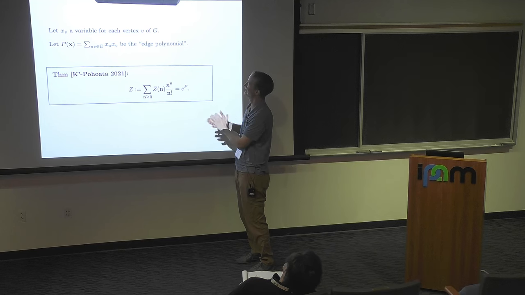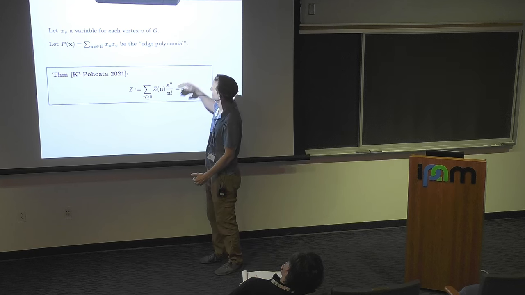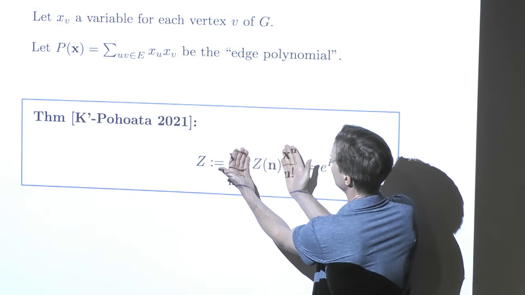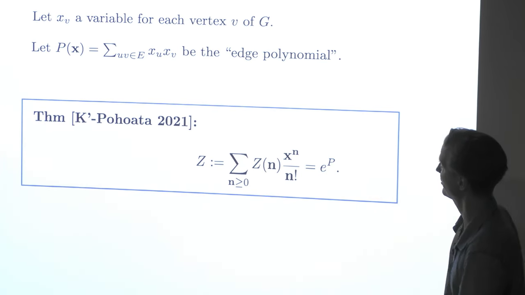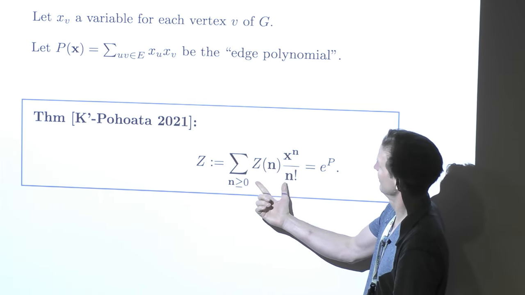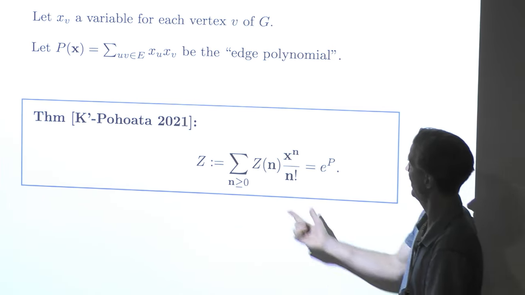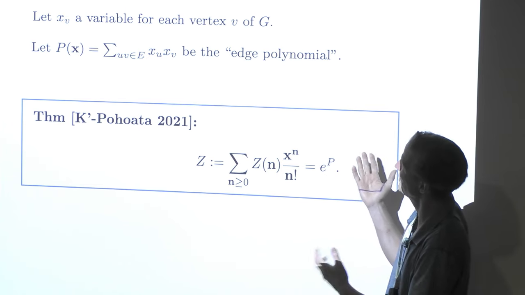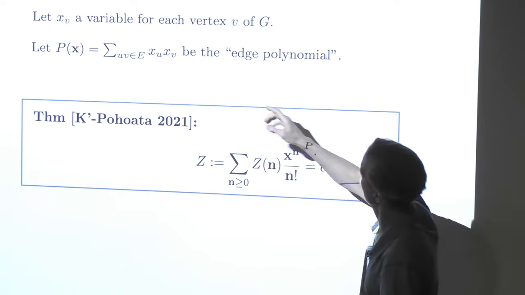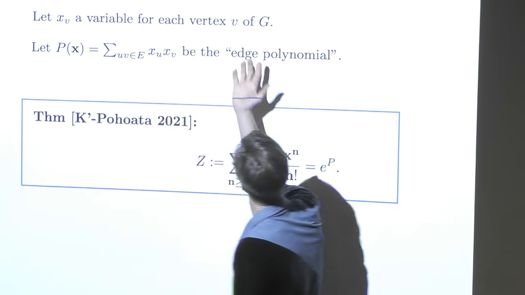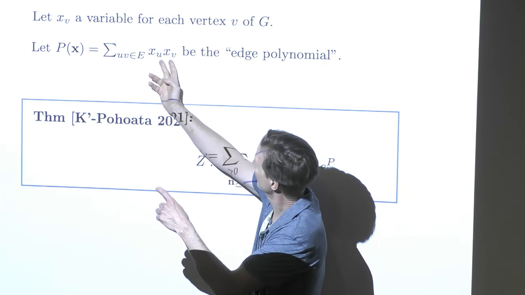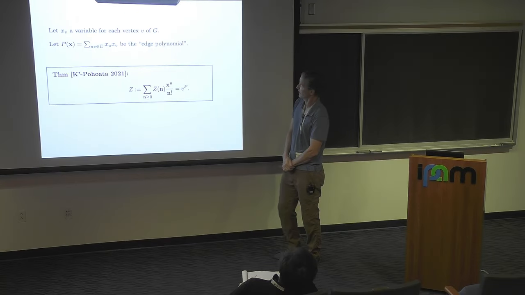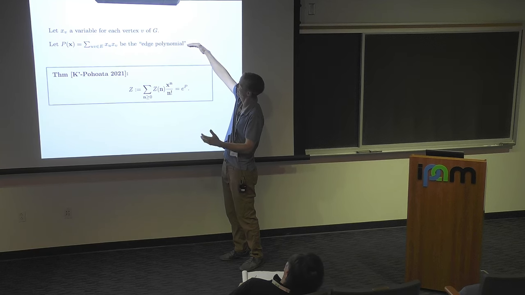Here's this very simple combinatorial theorem, which allows us to get off the ground. If you think about all possible choices of multiplicities at all possible vertices, you take these z of boldface n and make a multivariable exponential generating function out of them, where you allow all possible positive multiplicities at all vertices, then this multivariable generating function has a very simple formula. It's just e to the p, where p is a certain polynomial called the edge polynomial. What is that? You just pick a variable x of v for each vertex, and for every edge, you take the product of the two endpoint variables, and you sum over all the edges of the graph. That's the so-called edge polynomial.